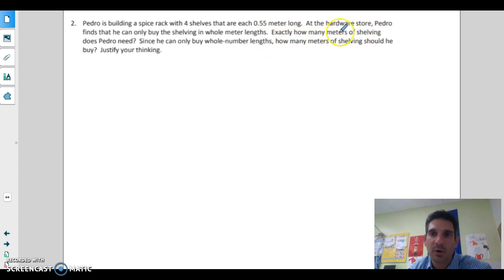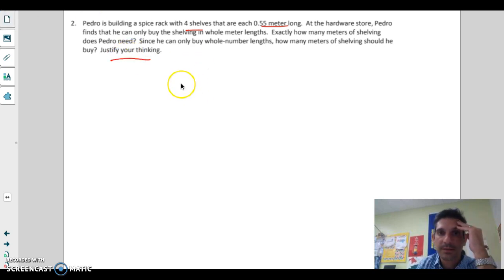Okay, next one. Pedro's building a spice rack with 4 shelves that are 55 hundredths meters long. At the hardware store, Pedro finds that he can buy the shelving in whole meter lengths. Exactly how many meters of shelving does Pedro need? Since he can only buy whole number lengths, how many meters of shelving should he buy? Okay, and this is justify your thinking, so in other words, back it up.